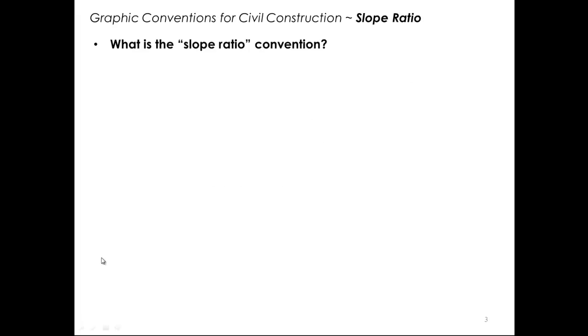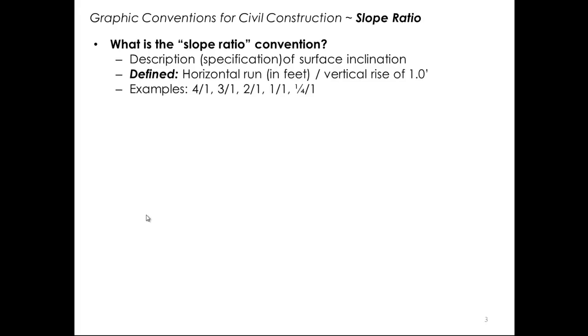Let's see how the slope ratio works first. Remember that this convention is used for short distances or steeper gradients. The slope ratio is defined as the horizontal run, always in feet, over a constant vertical rise, which is always 1 foot. We usually like to write it like these examples here. The run over the rise, and remember the rise is always 1 foot.